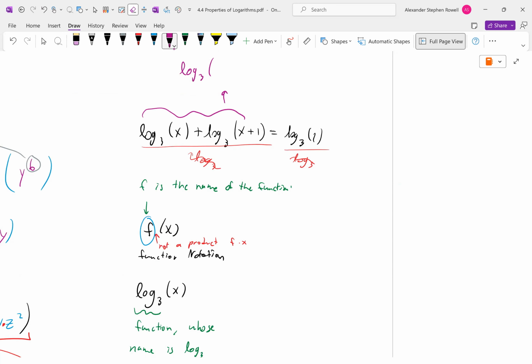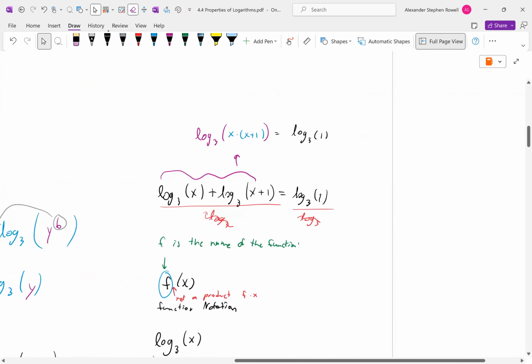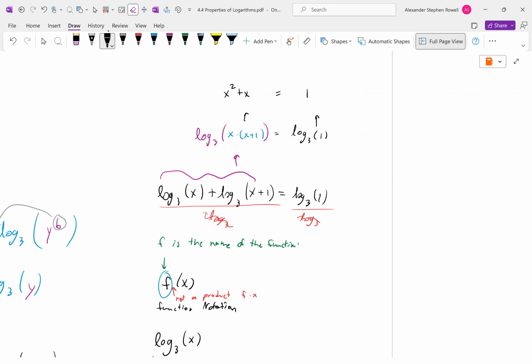Log base 3 of x times x plus 1. If I have the same log on both sides, what that means is the insides must be equal. X squared plus x must equal 1. And then we just solve the quadratic. X squared... wow. I guess I didn't make something that's factorable.